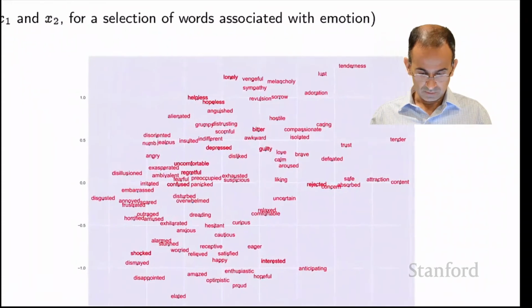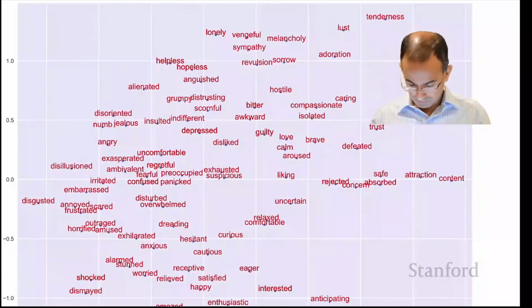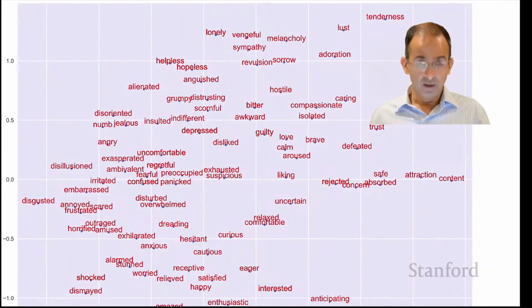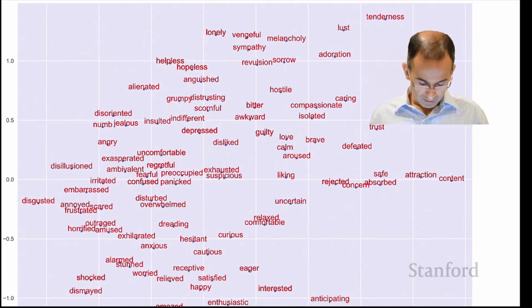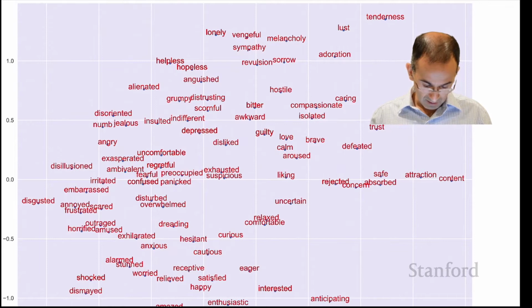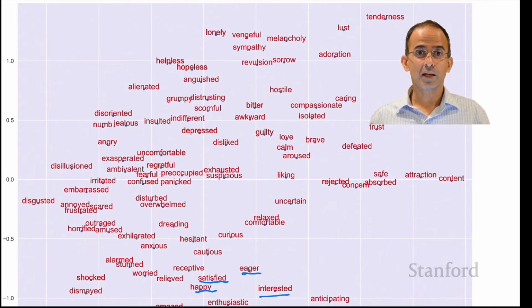Let's zoom in a bit here. And so you can see, even when you look at a two-dimensional projection of this 300-dimensional vector space, that words that sort of mean similar things are kind of close together. Let's look here. We've got optimistic, proud, enthusiastic, happy, satisfied, eager, interested, amazed. These are all kind of next to each other down here.